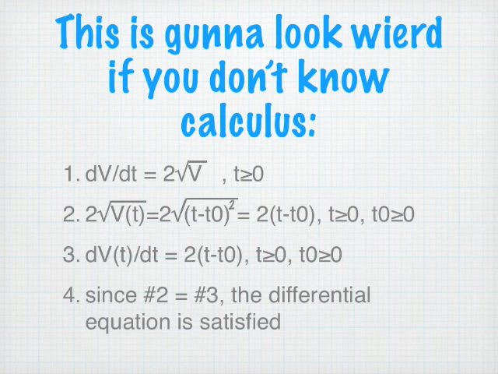All right, so again, this is going to look weird if you don't know calculus, but let me walk through the steps here to show how this works. dV/dt equals 2 times the square root of V. That's step 1. Step 2, we take 2 times the square root of this function. If we plug in V(t) equals whatever the function is, then we get 2 times (t minus t0). But also, if we differentiate this function in step 3 with respect to time, we get the same thing. So if you know calculus, it's pretty easy to verify that any function of this family of functions will satisfy this equation.